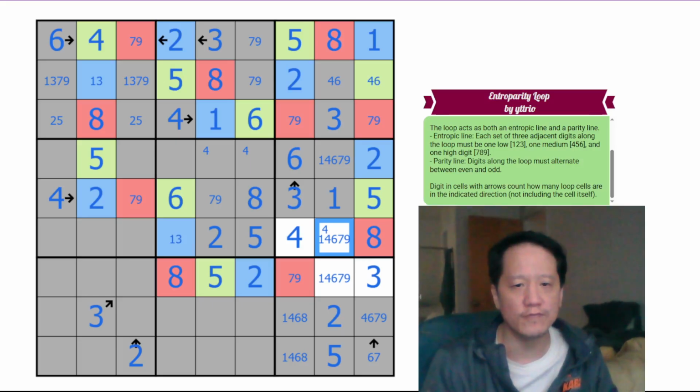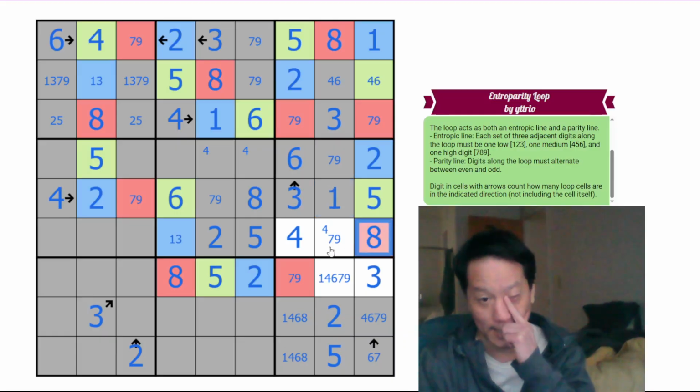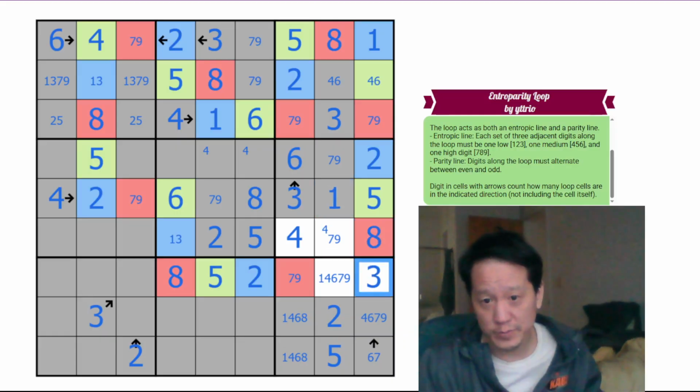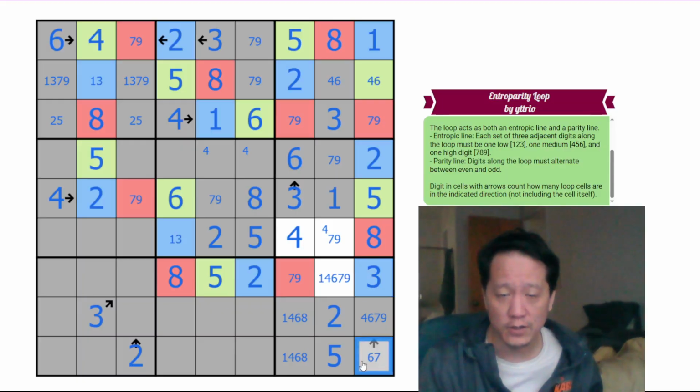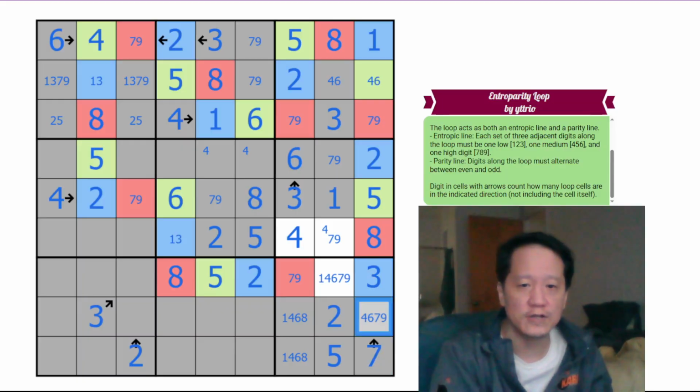This can't be 1, 4, or 6. This can't be 1, 4, or 6, so this cannot go high to low there. So it must go high to low here. So this is 7 here that it sees, which makes this 9, which makes that 7. That can't be 7 here, so this is 9.